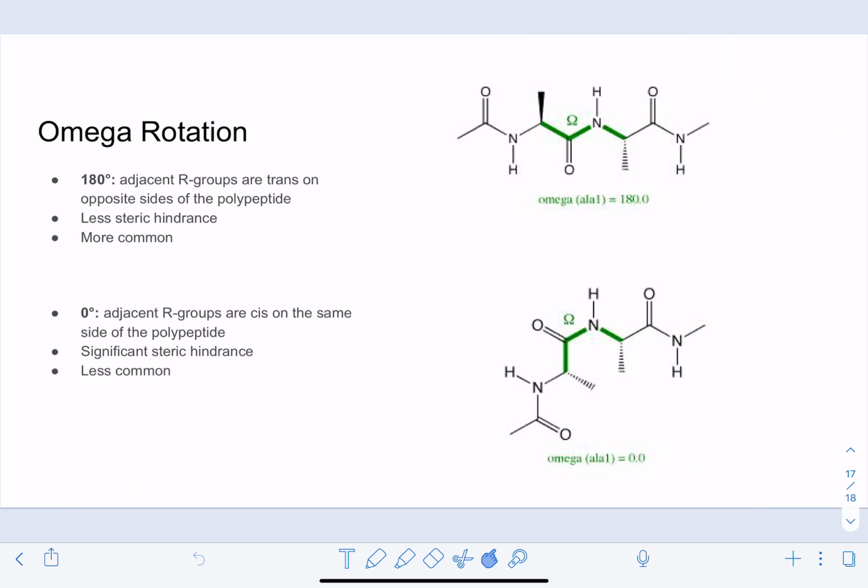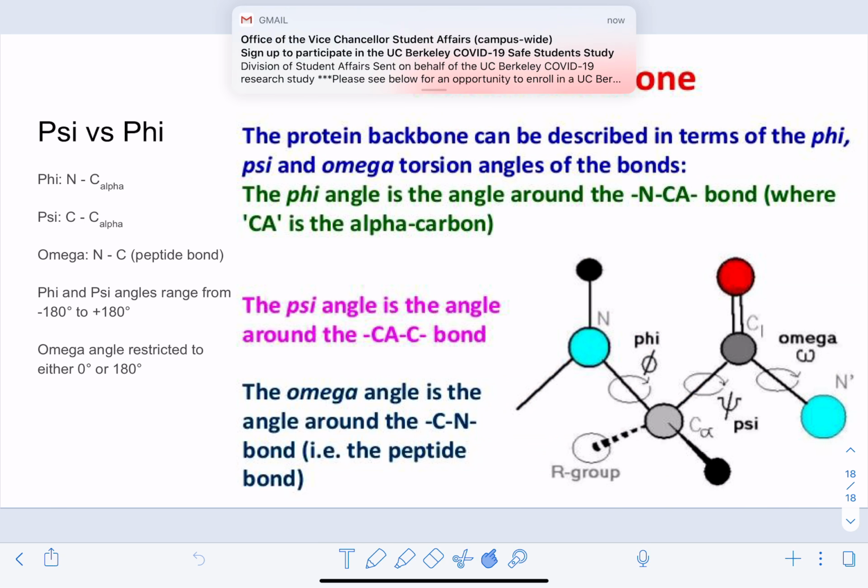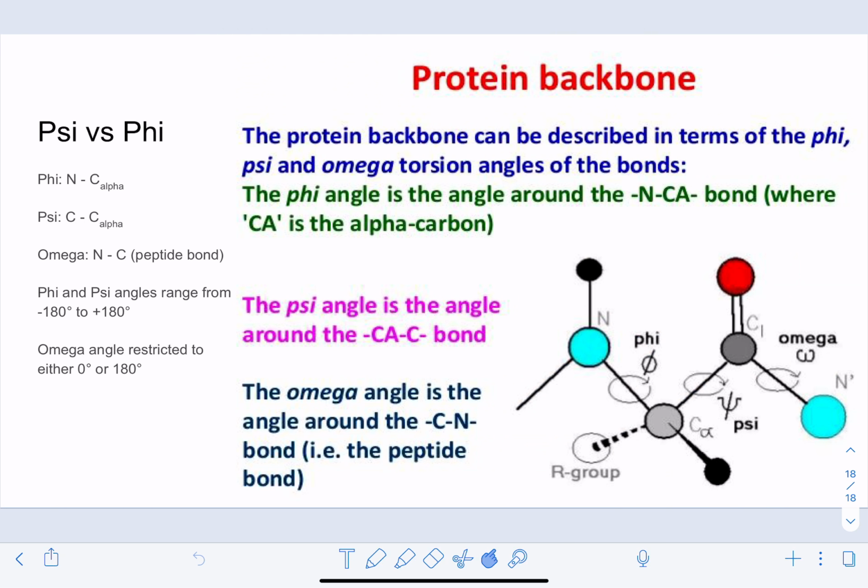Now, the 0-degree angle results in adjacent R groups being cis to each other and on the same side of the polypeptide. Now, this, depending on the size of the R group, can result in significant steric hindrance, which makes this conformation much less common and less stable. Now, besides the omega rotation, there are two other kinds of rotations possible. They are the phi and psi angles.